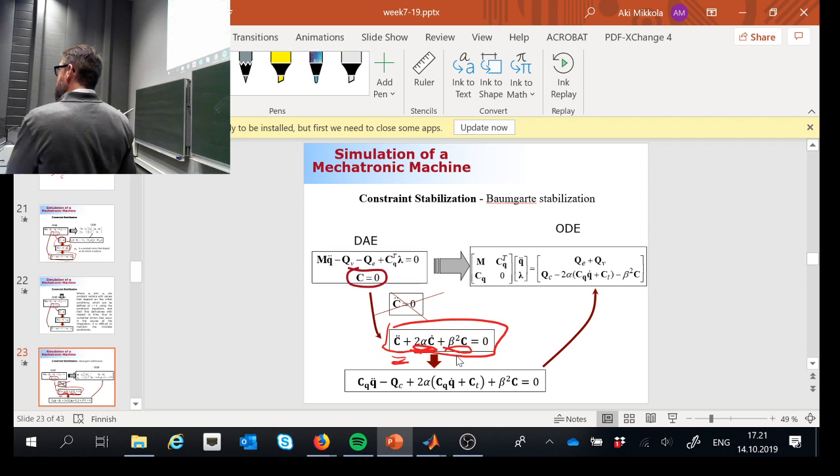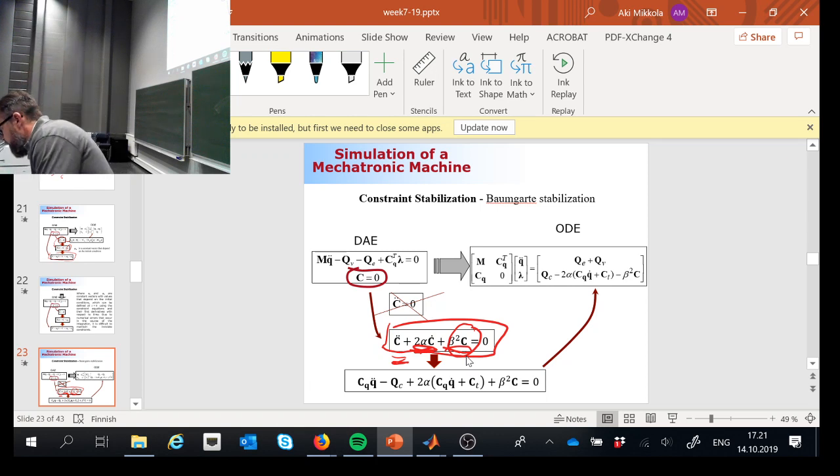You can read the details from the lecture notes, but there is a clear physical interpretation related to this. And the physical interpretation is simply spring and damper. Because when you look at this one here, this is a component that is like a spring that is forcing the constraint to go to its original position.